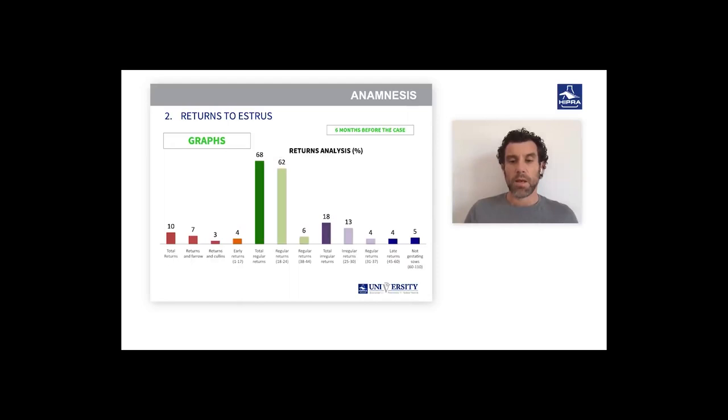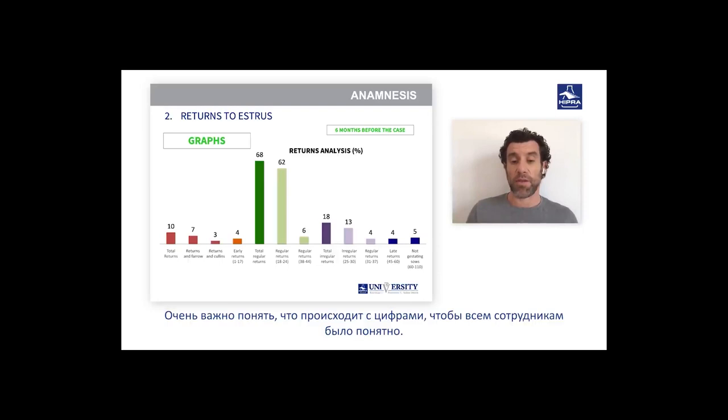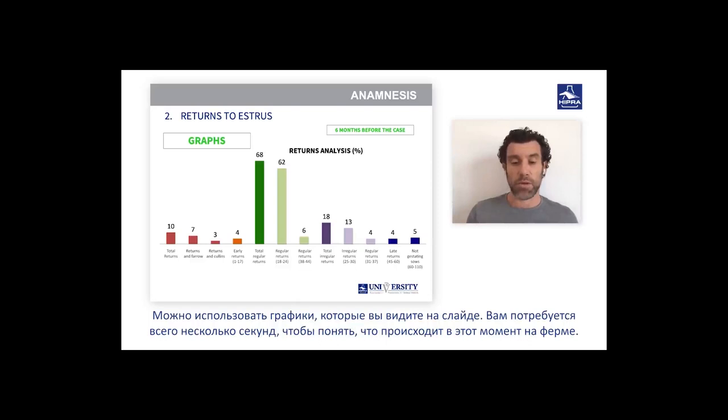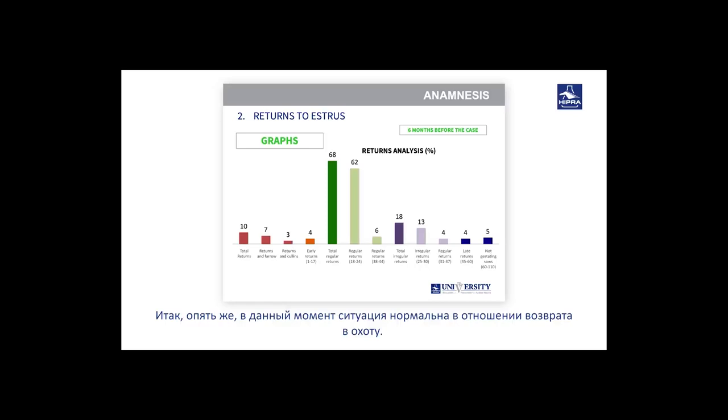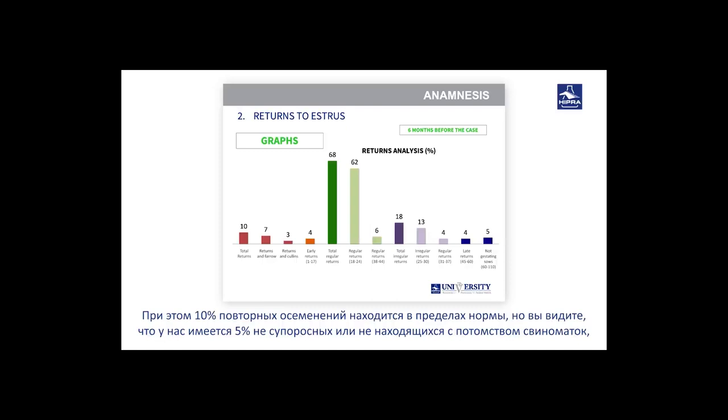Very, very important to understand better what is going to happen with the figures, and important to explain to the farmer what is happening, is to use graphs. As you can see here, you only need a few seconds to understand what is going on in the farm at that moment. So again, more or less a normal situation with respect to rebreedings, and this 10% of rebreedings is more or less normal.